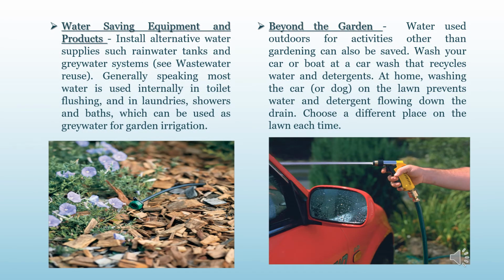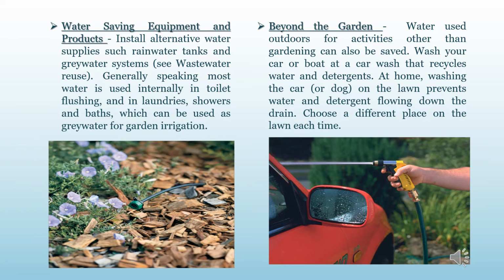Water-saving equipment and products. Install alternative supplies such as a rainwater tank and greywater system. Generally speaking, most water is used internally in toilet flushing and in laundries, showers, and bathrooms, which can be used as greywater for garden irrigation. Here is an image of water supply equipment or a product.